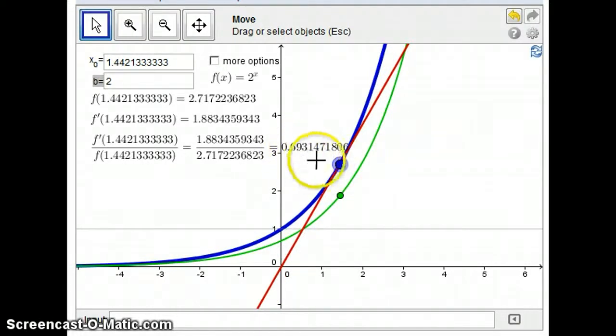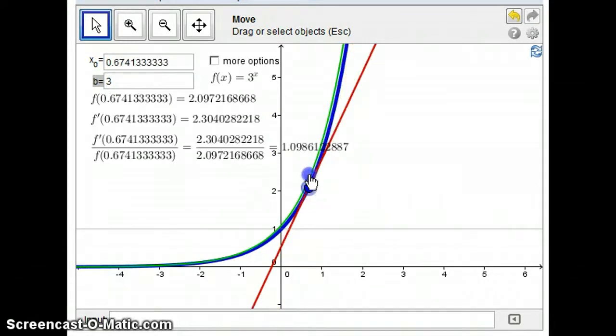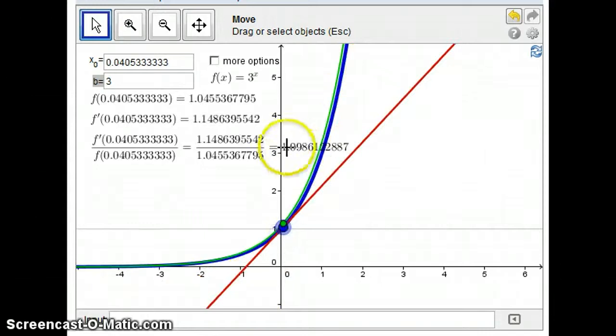But this ratio is unique to the base 2. If I change the base to 3, the ratio, although it remains the same no matter what x you have, is going to be different. For base 3 it is going to be 1.09.